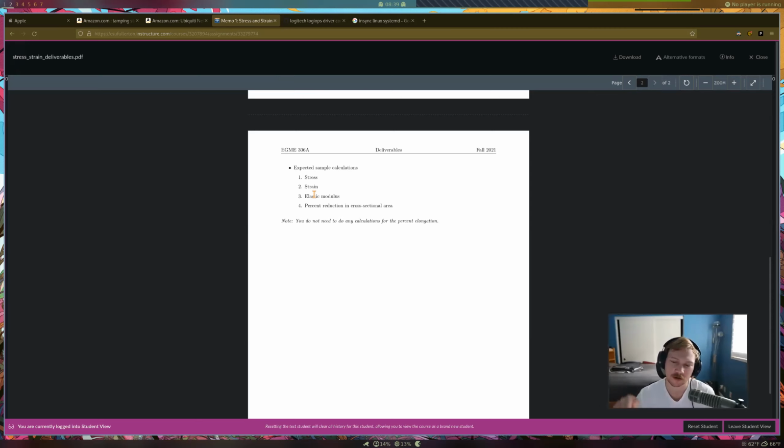So you're going to start out symbolically where you're going to write out stress. That's going to be sigma equals F over A. And then you're actually going to carry that out. So I want you to type that out so you can use the Microsoft Word equation editor and carry that out.